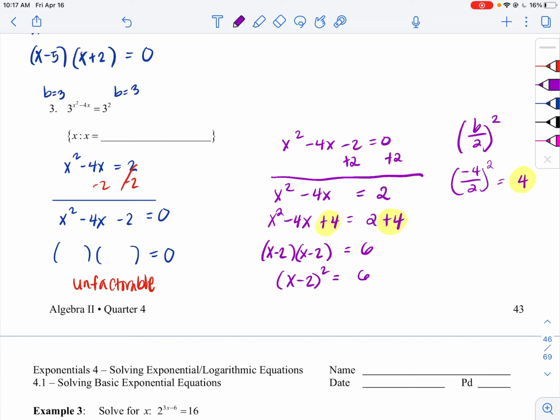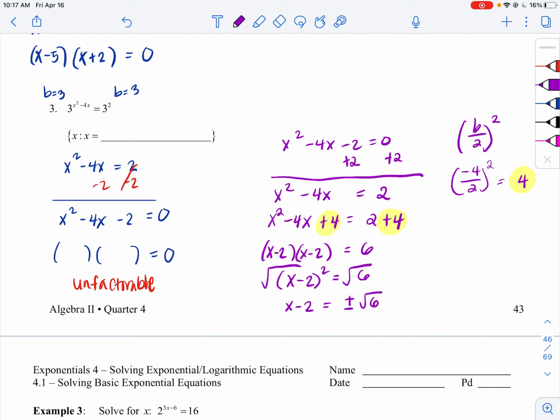And if you find yourself thinking, oh, why is she so fast? It's because I'm assuming that you already know how to do completing the square. And again, if you forgot how to do that, please watch the video called completing the square. Okay, and then I'm going to get rid of the squared by square rooting both sides of the equation. I am left with x minus 2 equals plus and minus square root of 6.